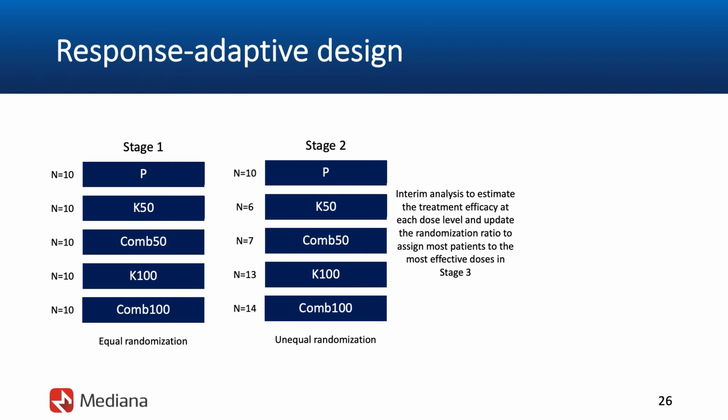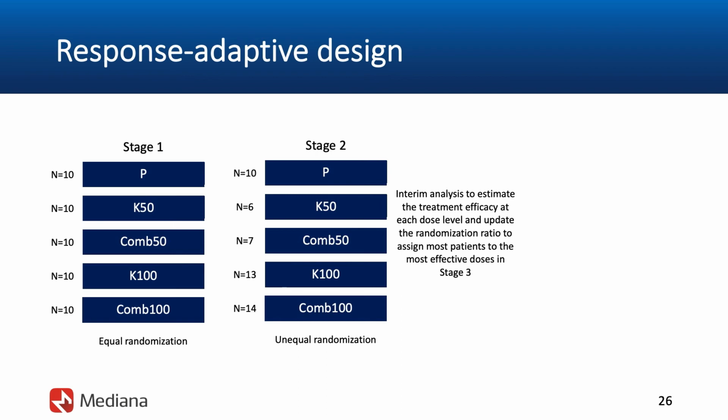And we can see here that more patients are assigned to the combination of 100 milligrams of ketamine with the experimental treatment, while the combination of the experimental treatment with 50 milligrams in this case appears to be less effective, and therefore fewer patients would be randomly assigned to receive that.